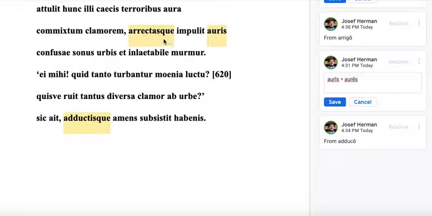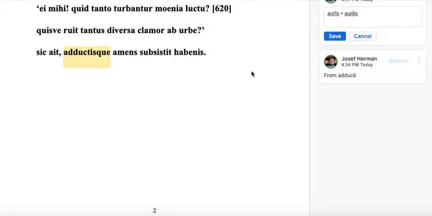And then arectas is a participle. Okay, it comes from the verb arrigo, which means to make something upright. So arectas means sort of pricked up, right? His ears are pricked up so that he can hear. Okay, and that's the end of that sentence. And then we have some speech from Turnus, and it begins with ei mihi, which is just an expression of anger and sadness. I've translated it, me. You know, it's basically just saying, this is terrible.